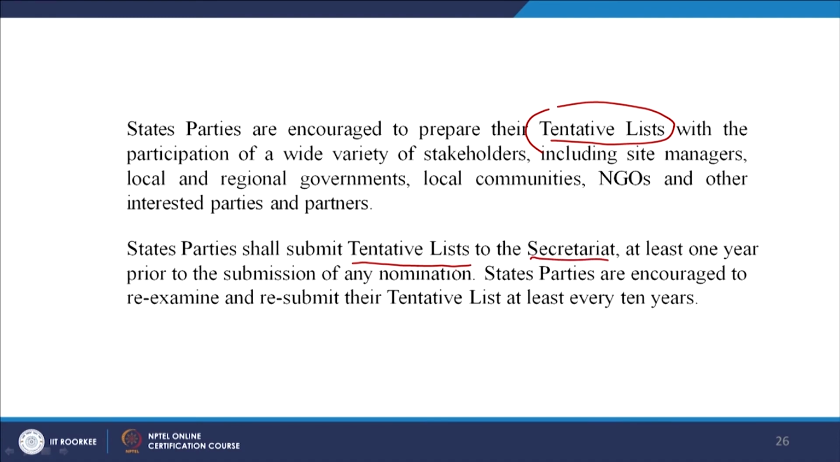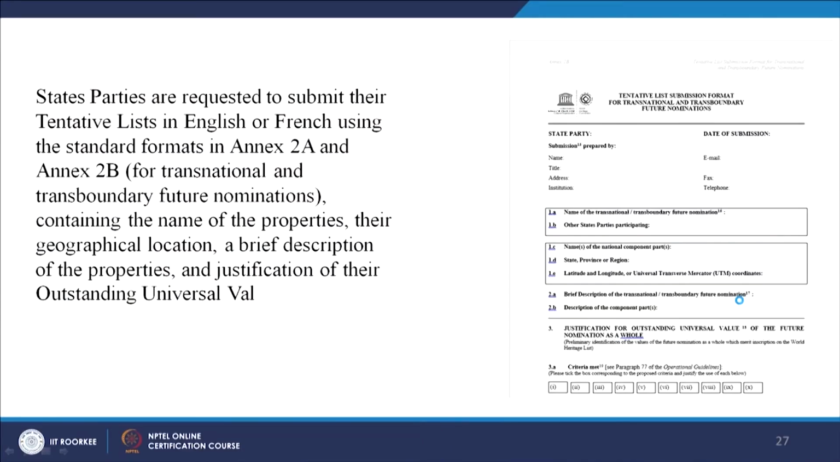And then the state parties are always encouraged to re-examine and resubmit the tentative list at least every 10 years, which means we are progressively working on it periodically. They are supposed to submit in at least two languages, English and French, and they have certain formats. A sample of the format is in annexures 2A and 2B, which is for the transnational and transboundary nominations.